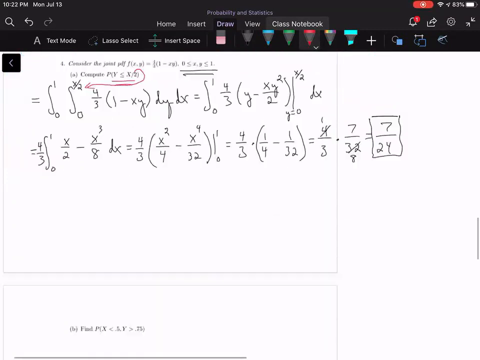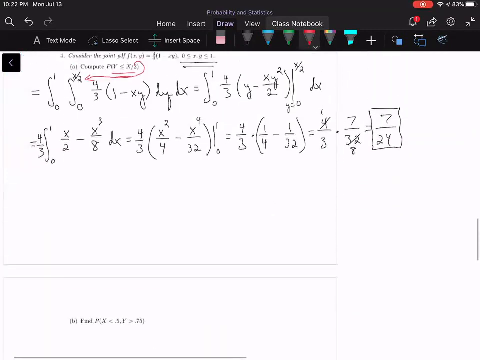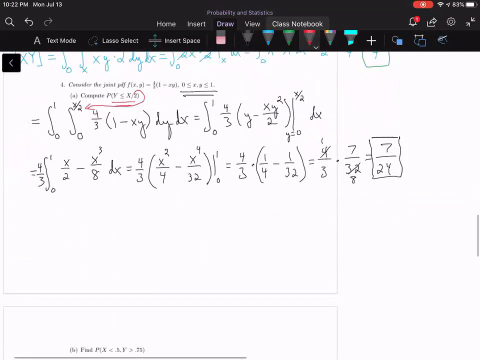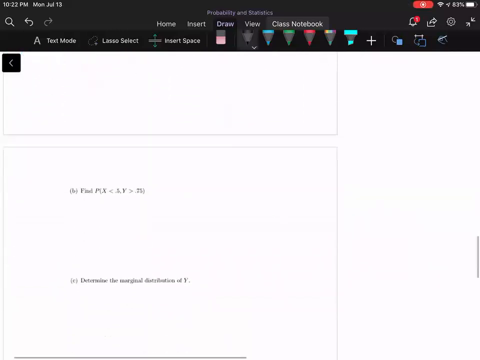Is there a part B? Yes. All right. Any other questions before we move on to B? All right, let's take a look at B then. It's still pertaining to the same problem.